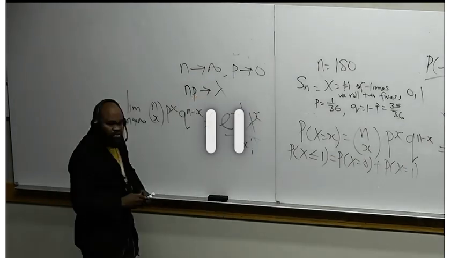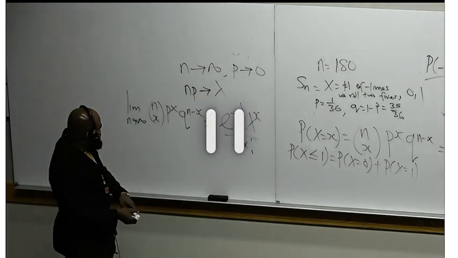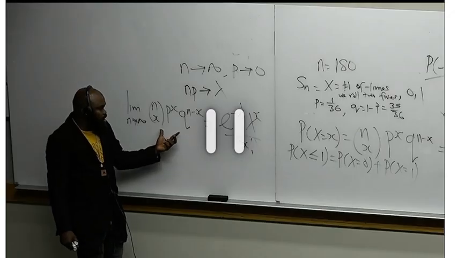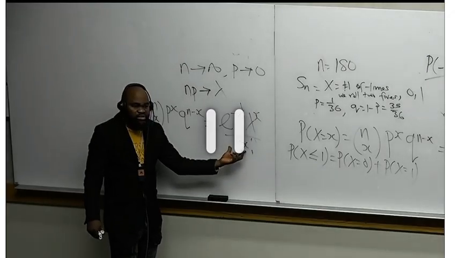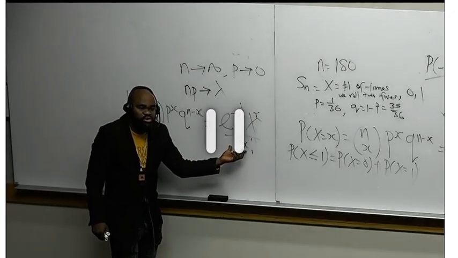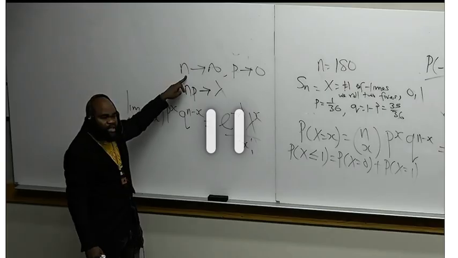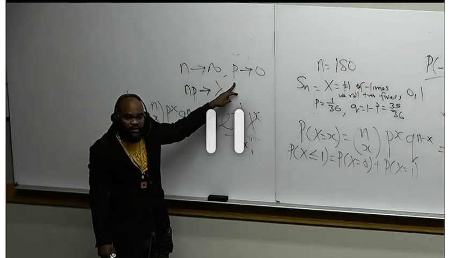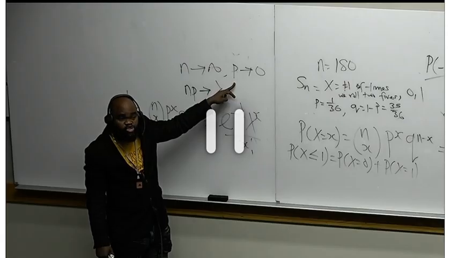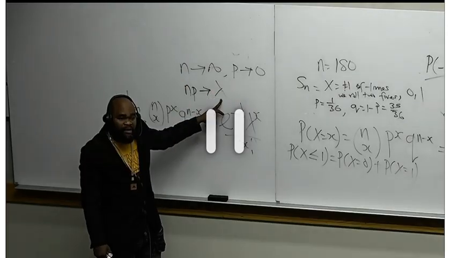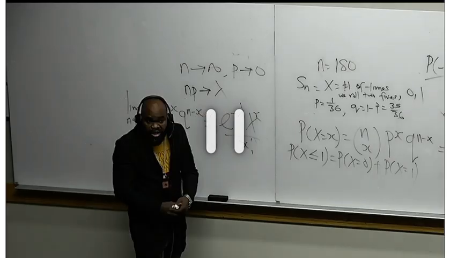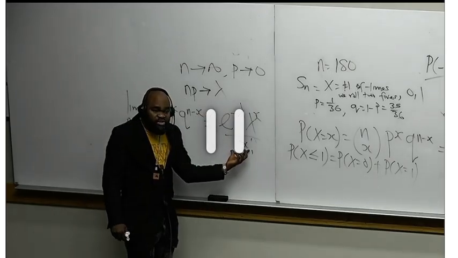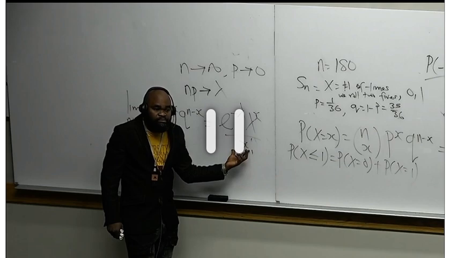We have a proof where, when I take the limit of a binomial, it will lead us into the Poisson distribution. It means when the sample size is large, when the number of trials is large, and the probability of success is very, very small, np converges to lambda. And if np converges to lambda, then I can use a Poisson distribution for a binomial problem.